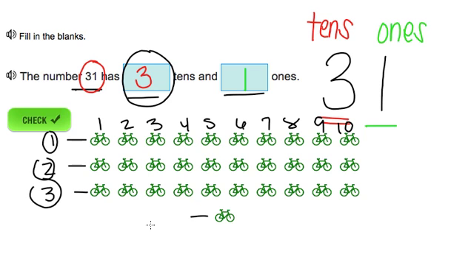And then here we have just 1 ones. So we have 30 plus 1, 31, so 3 tens and 1 ones.